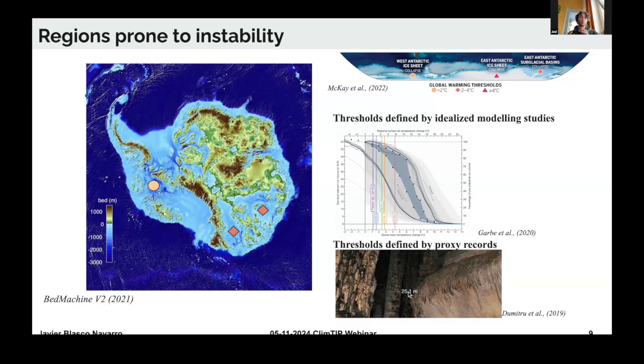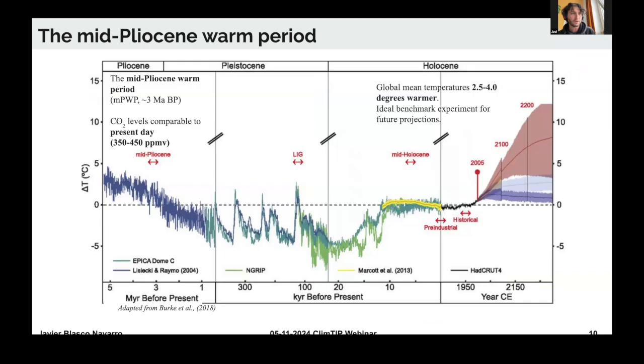So a way to gain insight into future projections and into tipping points of ice sheets is by looking into the past. So I will now introduce the Mid-Pliocene period. What you can observe here is the global temperature evolution of the last 5 million years. We are here in the present. This represents future projections. And if we go back until around 3 million years ago, we reach the Mid-Pliocene period.